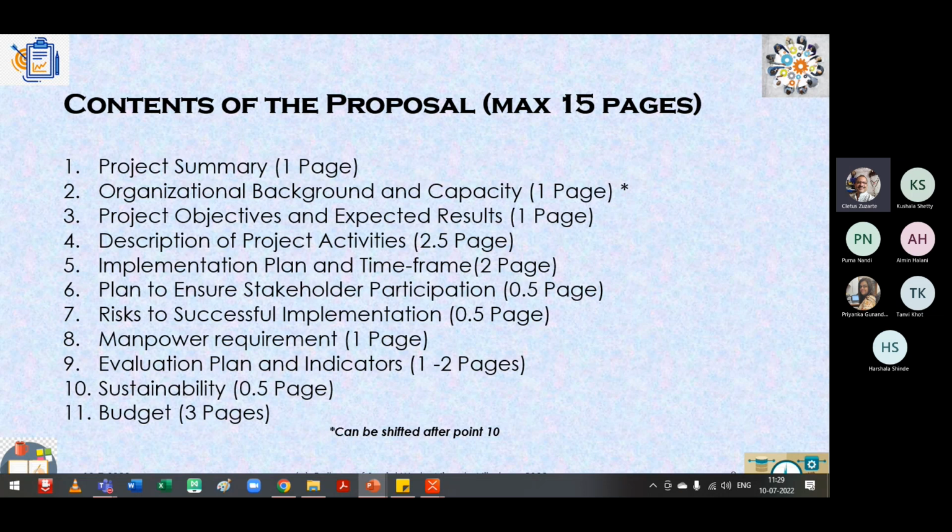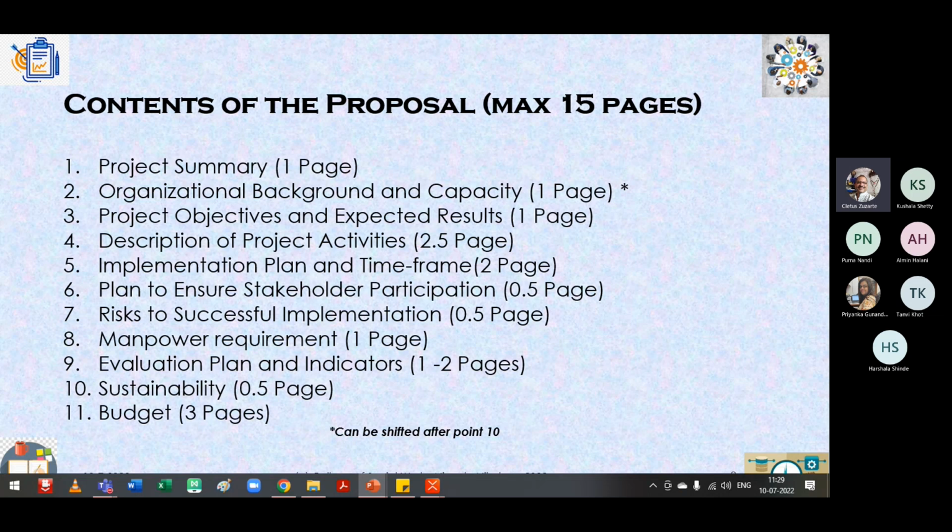I did not mention it earlier, but along with sustainability, you can also look at intersectionality, cross-cutting issues, so that when you're looking at implementation, you're looking at something that catches the eye of the funding agency. Then finally, the budget, you can look at 3 pages, because usually sometimes it is elaborate in terms of smaller things. So yeah, 2 pages also should be sufficient.